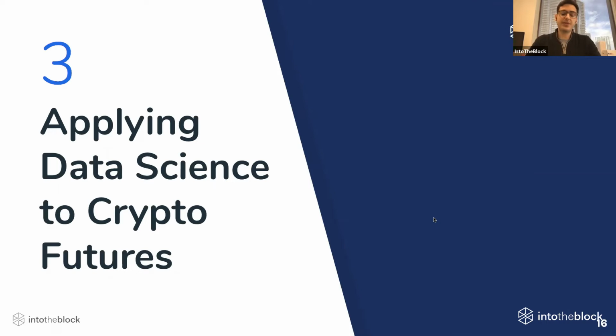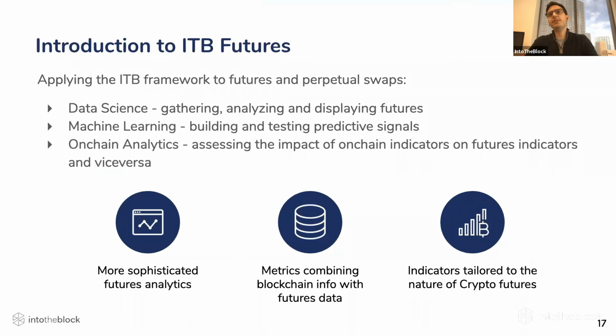So I'll go over the approach that we have used at Into the Block to analyze the growth in crypto markets, in crypto futures, and in derivatives as a whole. At Into the Block, we have 3 main pillars that we use to analyze the data we provide in our platform. Essentially, we use data science and machine learning and on-chain analytics factors that help us to build more sophisticated futures analytics, metrics combining blockchain info with futures data, and indicators tailored to the nature of crypto futures.